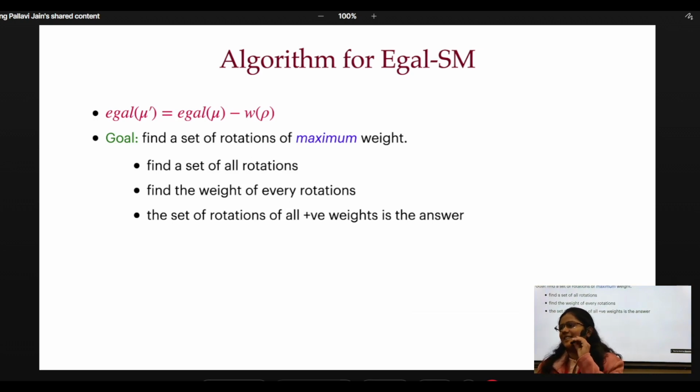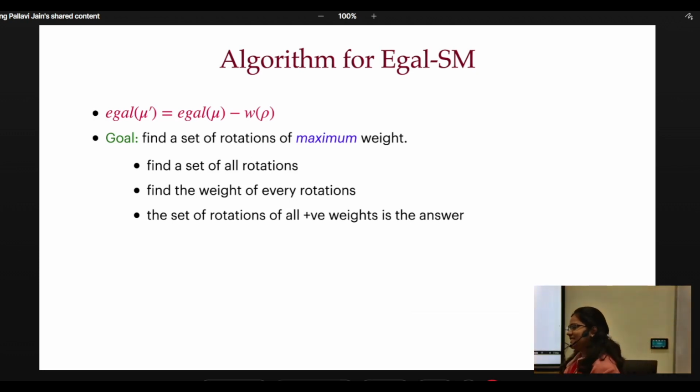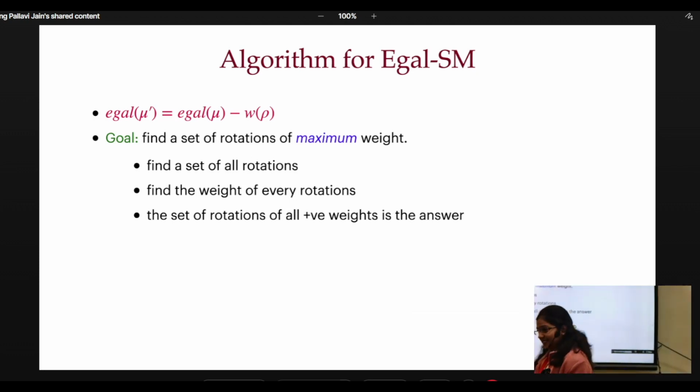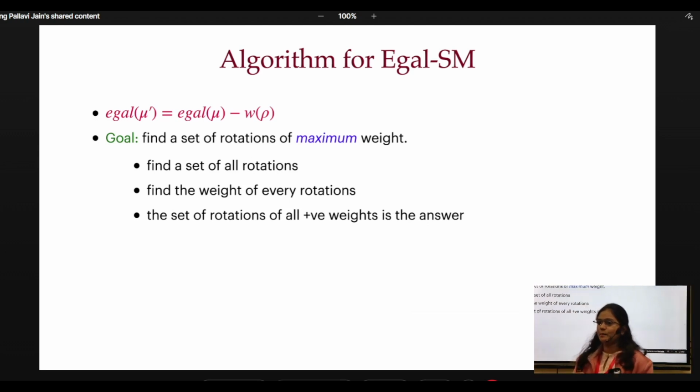So greedy doesn't work. After performing one rotation, the weight of all rotations will change, because there are n square rotations given a matching. Perform one rotation and you get another matching, and now again there are n square rotations possible. Does the weight of a rotation depend on the matching? What is the definition? It's about the position, where your current partner is. Of course it does. Fine.